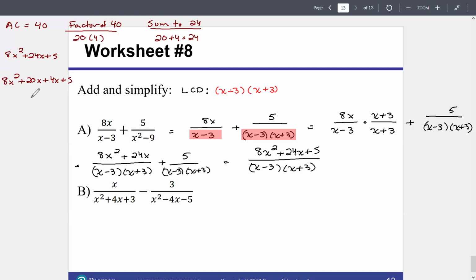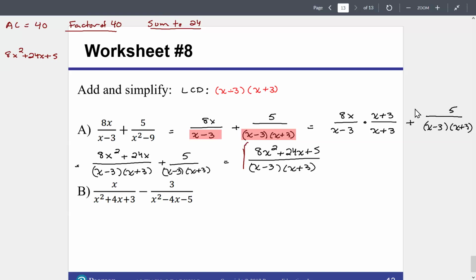Second here. Let's think if this is actually going to work. We could factor out, maybe this doesn't actually factor. Oh, silly me. 20 times 4 is 80, not 40. So there are not two numbers that are factors of 40 that are going to give me 24. So this is actually simplified. So this is my final answer.